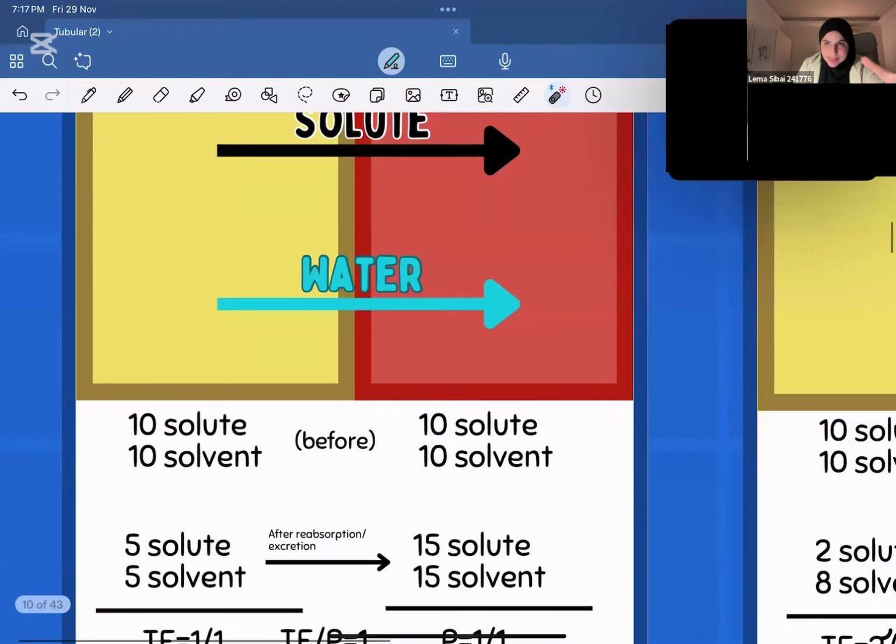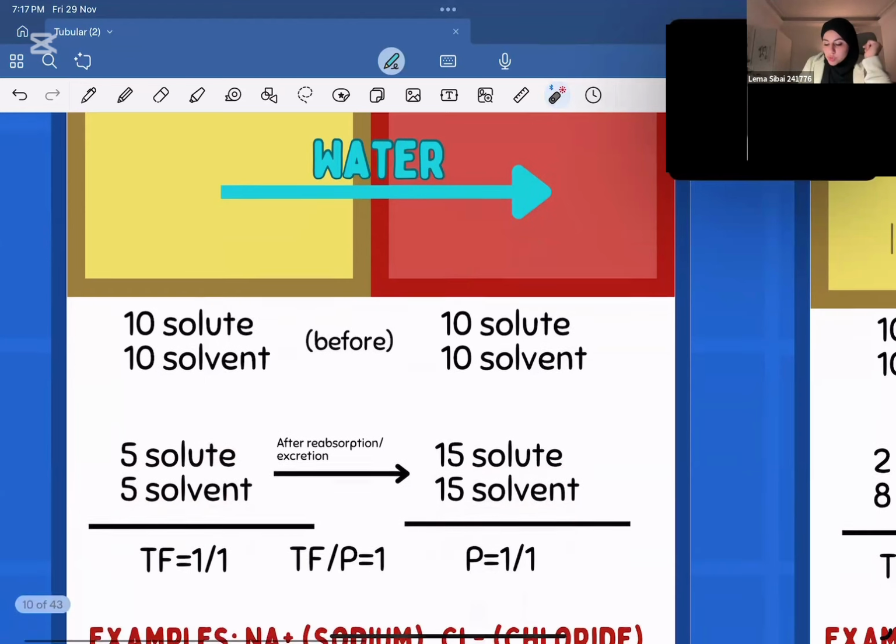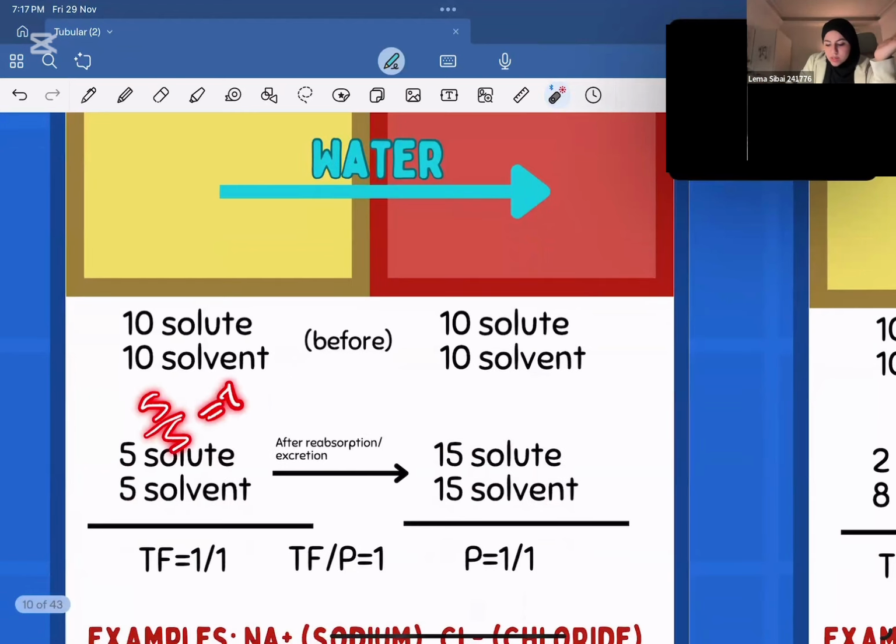So to apply this, after 5 went to here and 5 went to here, now you have 5 solute, 5 solvent, and over here 15 solute and 15 solvent. They're moving in the same proportion to each other. So after you calculate all of that, 5 over 5 is still 1, and 15 over 15 is also 1. So inevitably, this whole ratio comes to a number of 1.